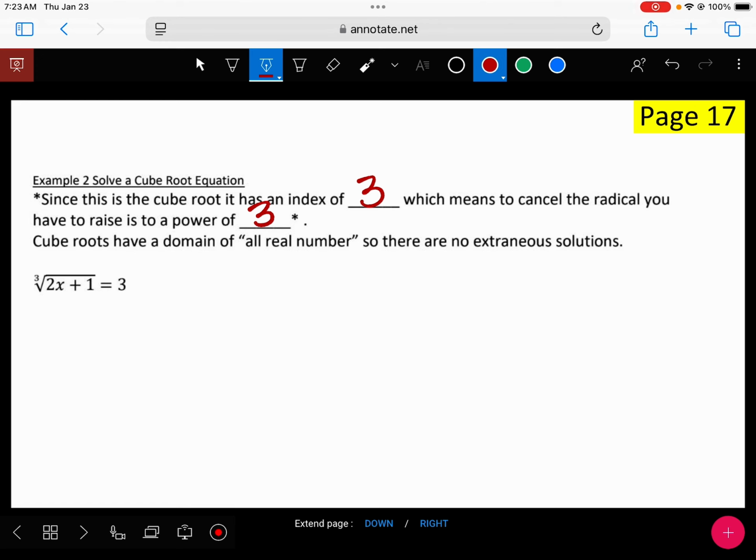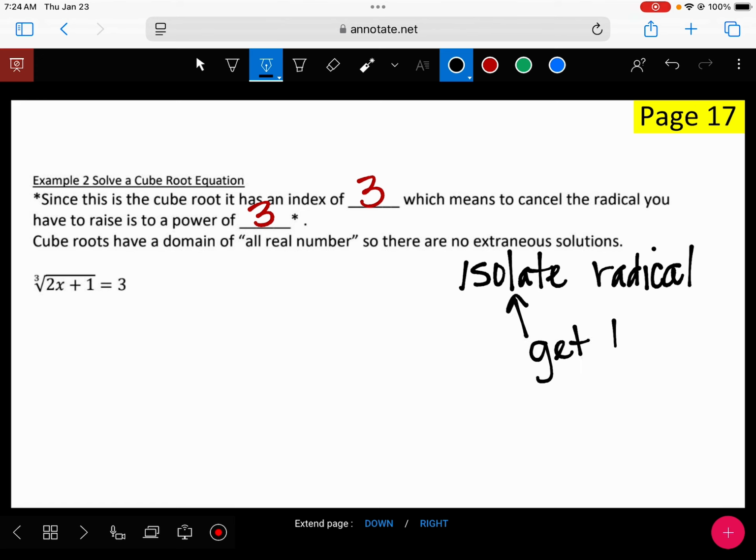Now, we still want to make sure we isolate the radical. So let's write that. We still have to isolate or get the radical by itself. And then after we do that, we raise it to the power. And in today's example, we're raising it to a power of 3. Isolate means get it by itself. That's what I mean when I say isolate. So there shouldn't be anything on the left side of the equal sign except for that radical. So if we look here, that's the only thing we have over here.